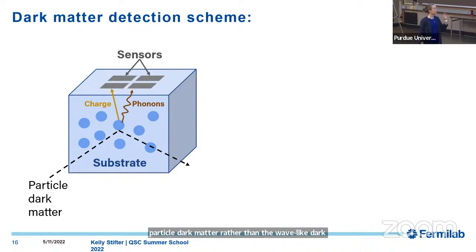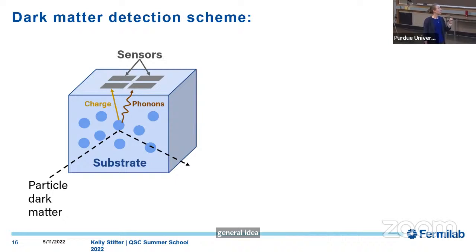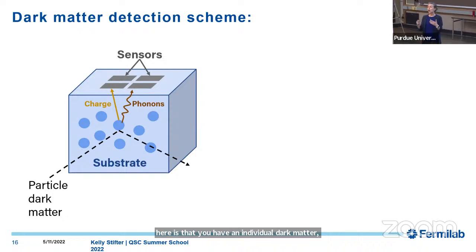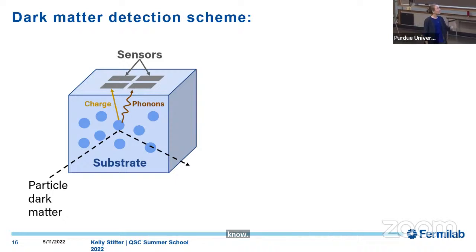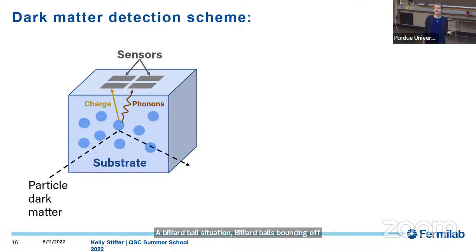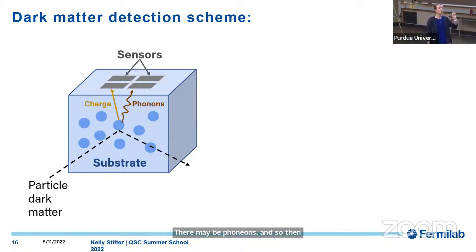So the general idea here is that you have an individual dark matter particle and it comes in and scatters off of your detector substrate. And you can think of that very much as a billiard ball situation, billiard balls bouncing off one another. And in that interaction, there may be ionization charge that is produced. There may be phonons. And so then those ionization charges and phonons can propagate through your substrate up to sensors that you have patterned onto your substrate. So this is great. We do this and we still haven't seen anything.